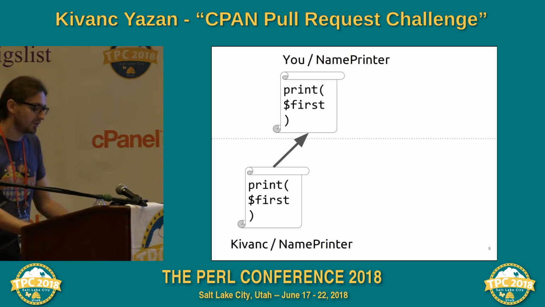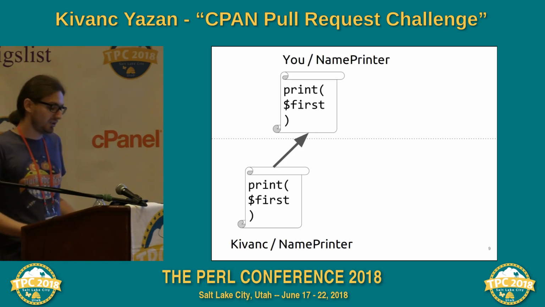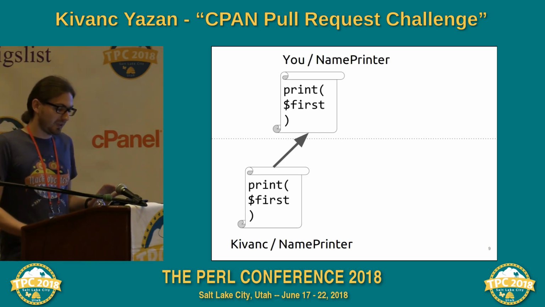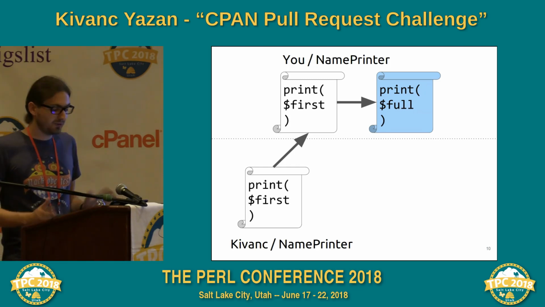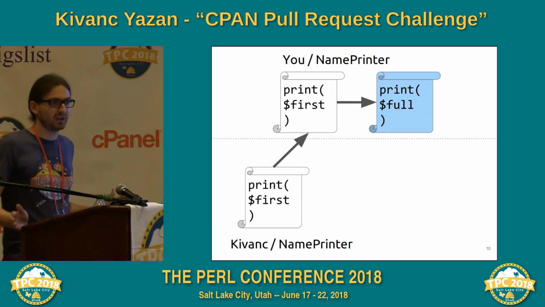You take my module, you copy it under your namespace. It's still called name printer. And then you make the change so it prints full names instead of first names. This is perfectly fine. You're pretty much done. You have your script now.